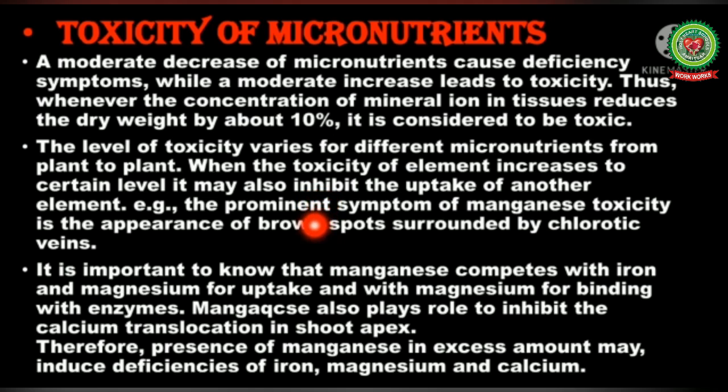It is important to know that manganese competes with iron and magnesium for uptake and with magnesium for binding with enzymes. Manganese also plays a role to inhibit the calcium translocation in the shoot apex. Therefore, the presence of manganese in excess amount may induce deficiencies of iron, magnesium and calcium.